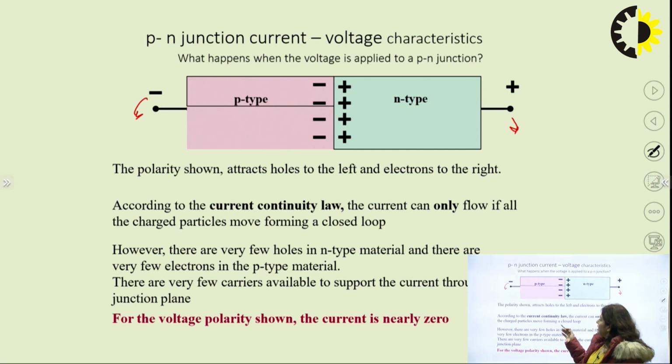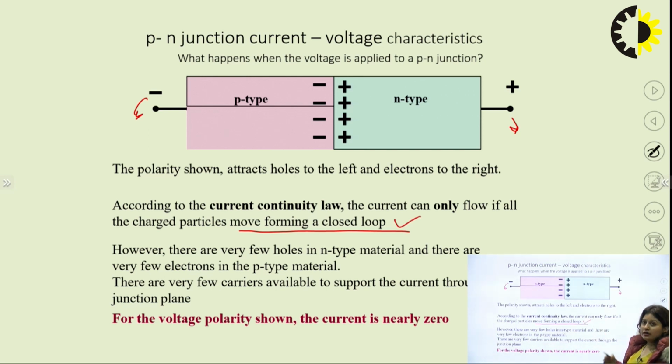So according to the current continuity law, what is this law? The current can only flow if all the charged particles move, forming a closed loop. Whenever there is a current, there must be a closed loop. Without that, there will be no flow of current, and you cannot imagine any current in an open circuit. There must be a closed loop for current to flow.